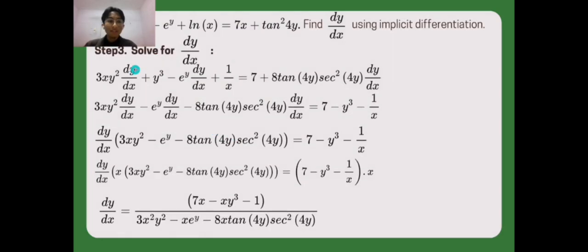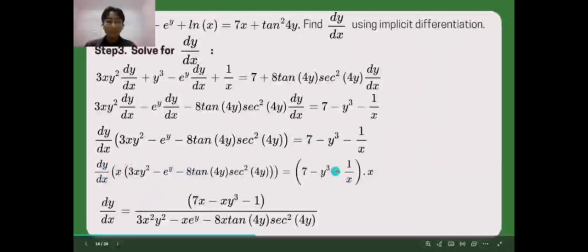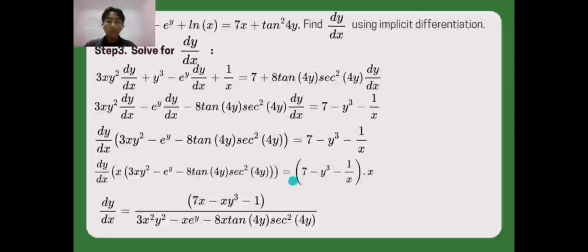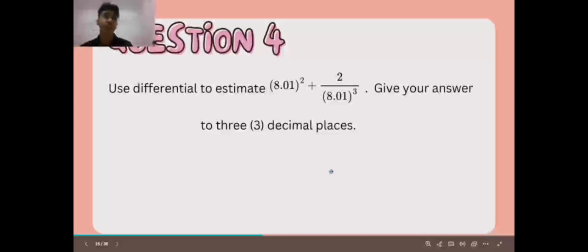Then step 3 will be to solve for dy over dx. We will bring the dy/dx factor to the left-hand side and the non-factor terms to the right-hand side, and then we factor it out. Then we multiply both sides by x to make the denominator go away, and then we calculate it and bring the factor to the right-hand side. That means we have to divide it, and then we've got the answer as shown on the screen. That's all. Next, we will continue with question 4.